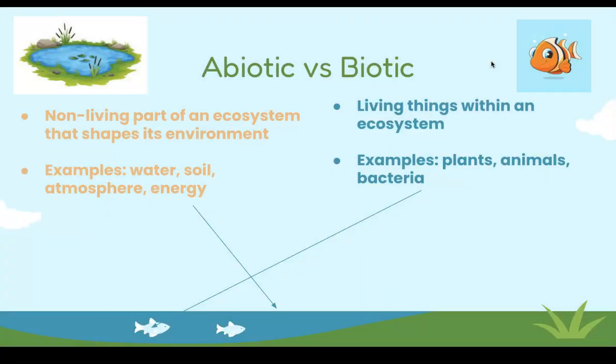Some different parts of an ecosystem are abiotic factors versus biotic factors. Abiotic factors can be rocks, the water in a pond, or even the dirt underground. It is a non-living part of an ecosystem that still affects and shapes its environment. A biotic factor is something living within an ecosystem. This could be plants, animals, bacteria, anything that is living in an ecosystem.